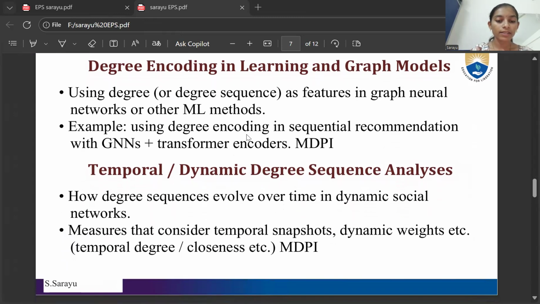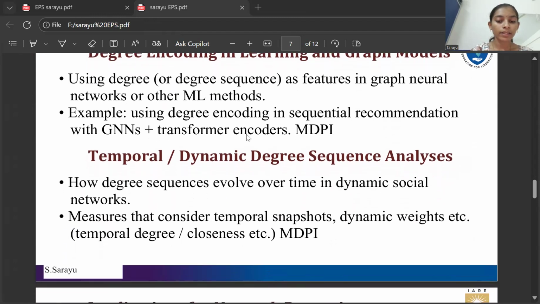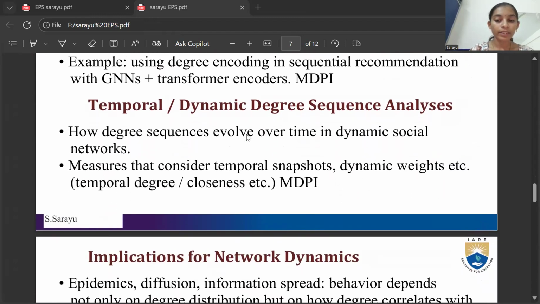Dynamic degree sequence analysis: how do degree sequences evolve over time in dynamic social networks? Measures that consider temporal snapshots, dynamic weights, and so on. Temporal degrees or closeness, etc.